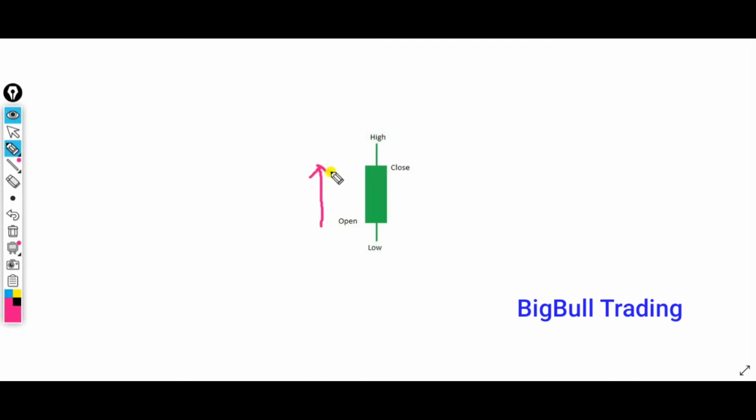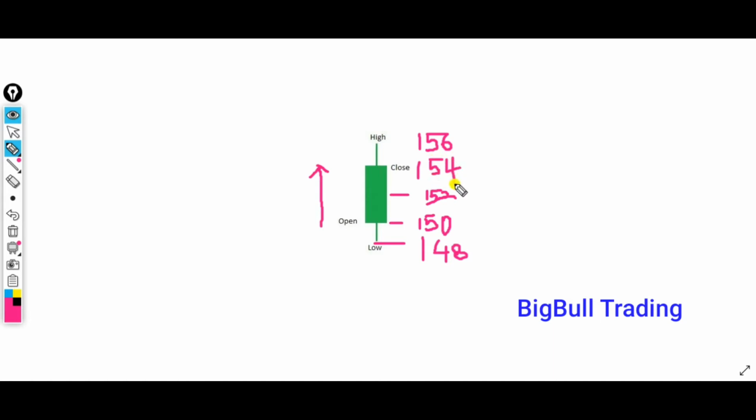What does this bar mean? Suppose for example the stock opens at 150. Then it goes maybe up to this level, 152. Then suppose the candle again comes down and makes a low of 148. Then it goes up and makes a high of 156, suppose. And it closes at this price, 154.